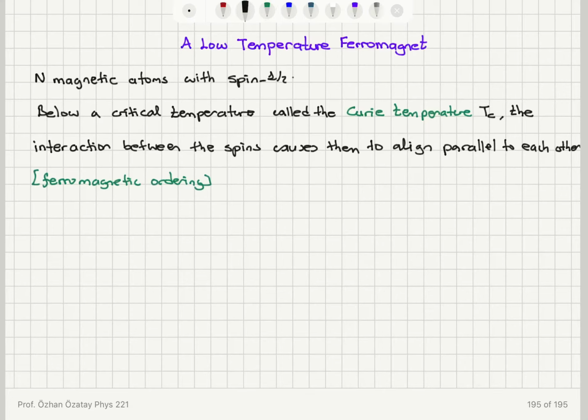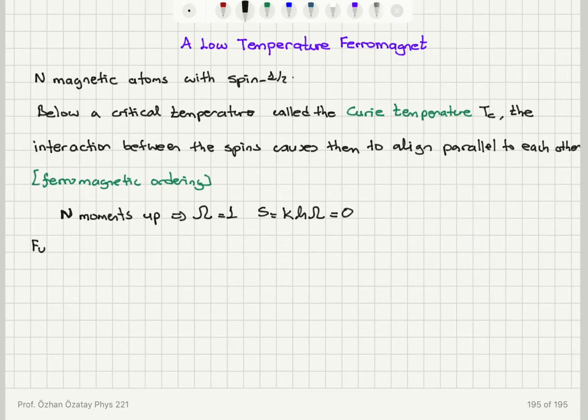So if you have all of those capital N moments pointing up at the same time, that means the number of accessible states to the system is 1. The corresponding entropy K ln omega is equal to 0.